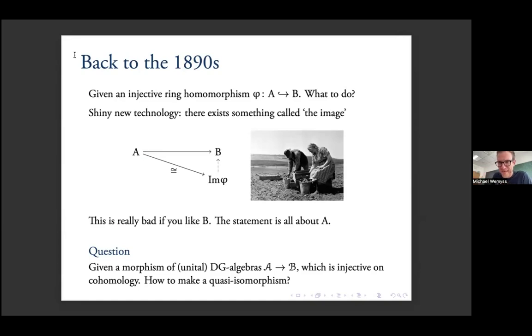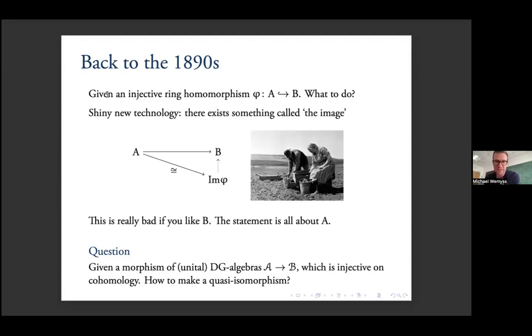And so imagine we're back in the 1890s and we have an injective ring homomorphism from A to B. It seems like an outrageous analogy, but do bear with me. I'm not patronizing you. It becomes important in the next slide. And so if you have an injective ring homomorphism, what were you to do? Because they're not the same, right? A and B are not the same ring.